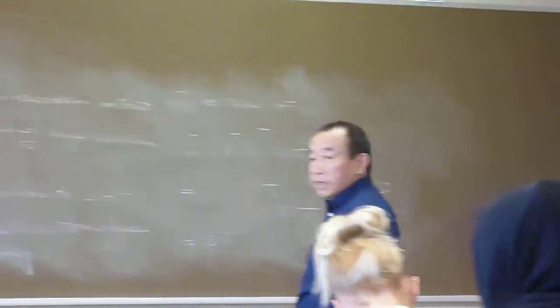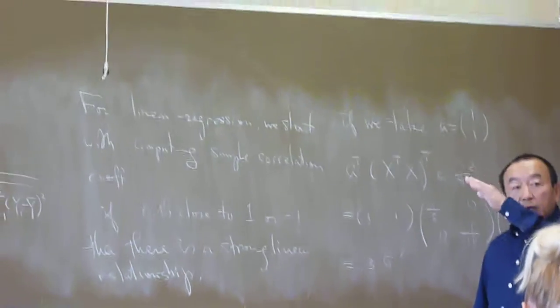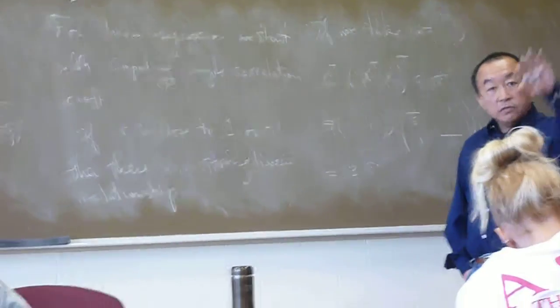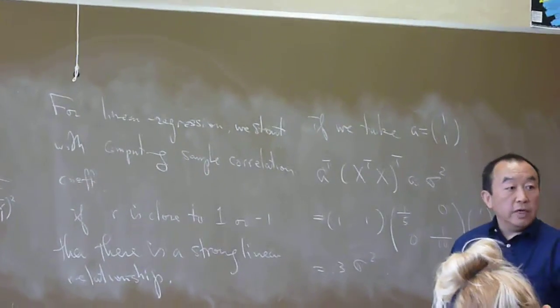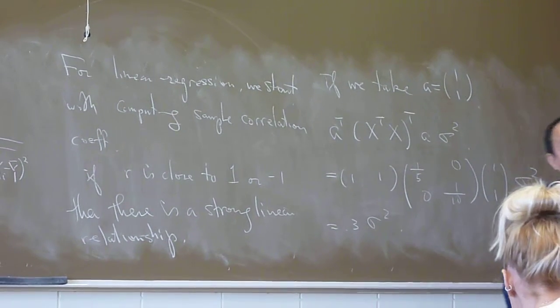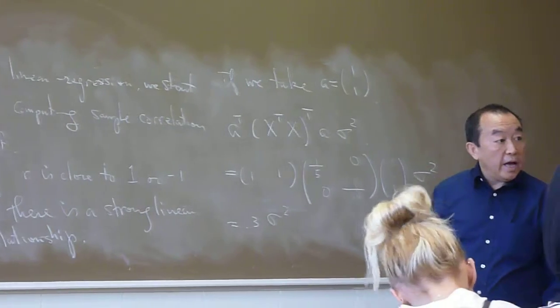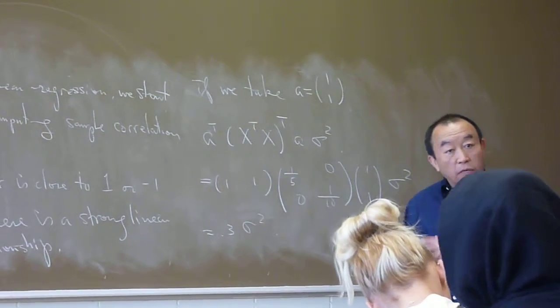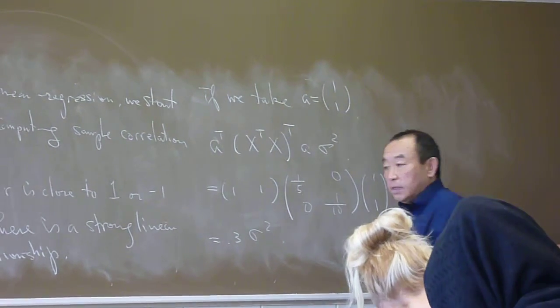Either positive or negative. Positive means you have a slope going this way. If it's negative, it goes the other way, an inverse proportional kind of thing. So that's one thing I should add for the linear regression part. You always start with this.